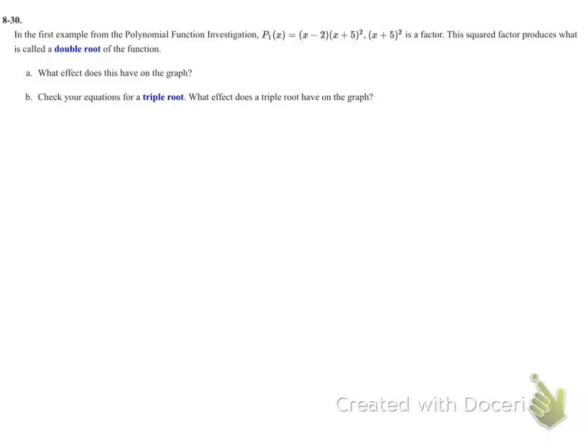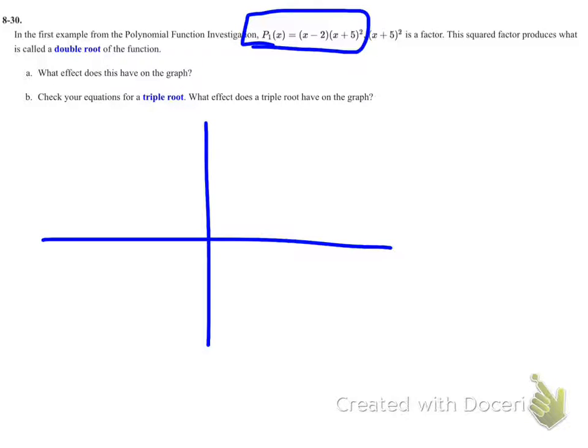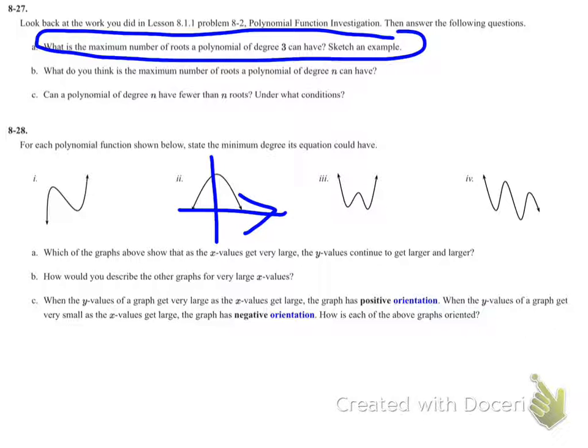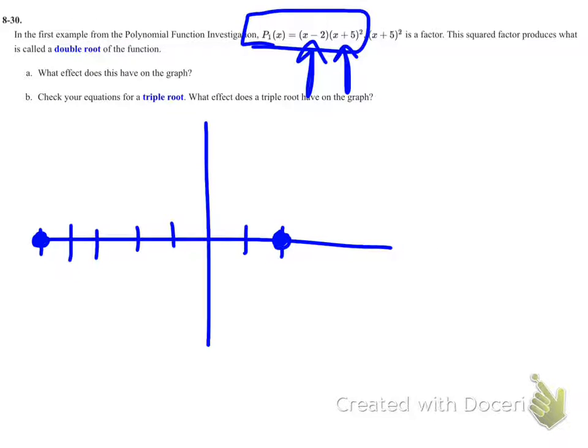Problem 30, talking about double and triple roots. This is the very first problem we looked at in the lesson from 8.1.1 when we had those sets of polynomials. Because of that factor, I have a root at 2. And because of that factor, I have a root at negative 5. Now, the (x + 5) squared is called a double root. A third degree polynomial can have 3 roots, but this one now only has 2 roots.